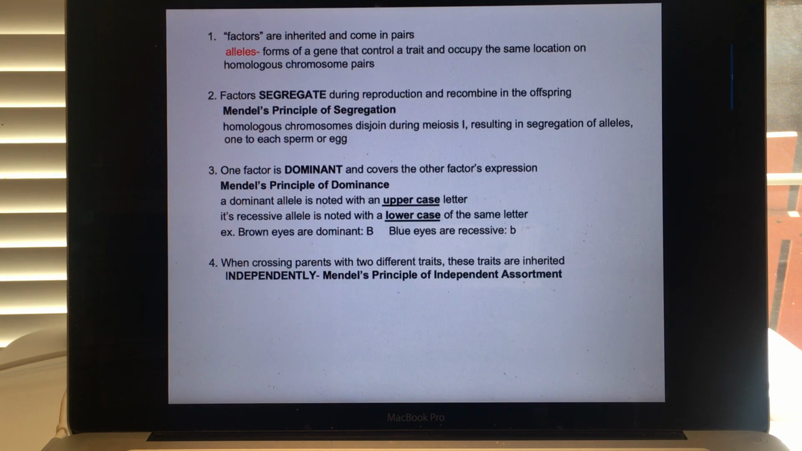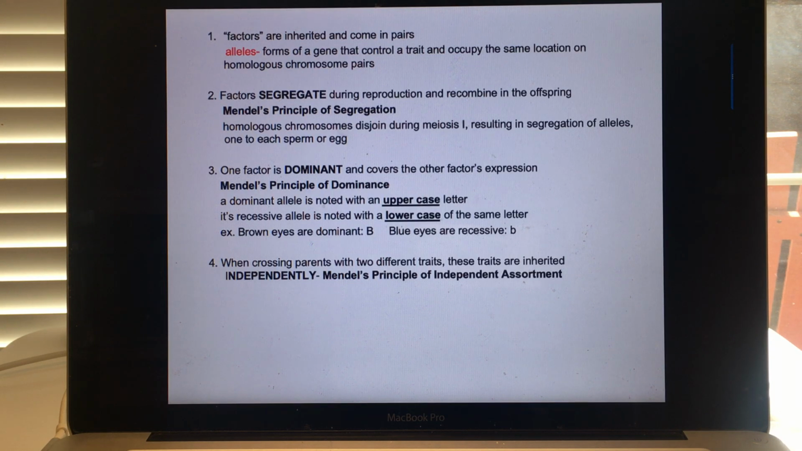So also he noticed that when crossing parents with two different traits, the traits are inherited independently. And he called this his law of independent assortment. And this should remind you, you should instantly be thinking, oh yeah, because of random assortment of homologous chromosomes during meiosis. So he did not know the mechanism, but he noticed that you could get different combinations of traits and that the inheritance of one trait didn't affect the inheritance of the other trait.